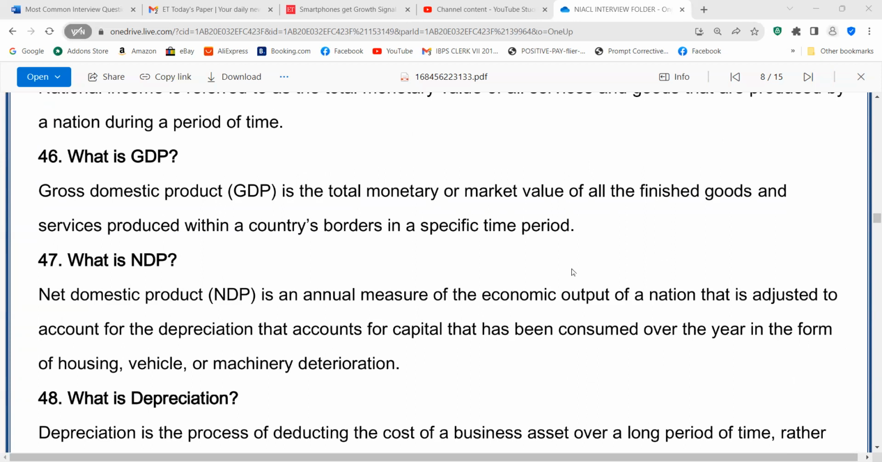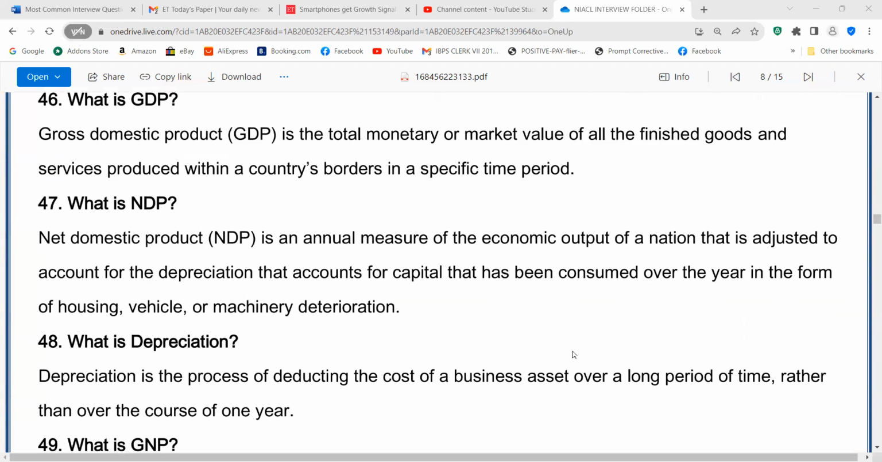You forgot to read gross domestic product. That is why the question is asked. Continue. What is NDP? Net domestic product is an annual measure of the economic output of a nation that is adjusted to account for the depreciation that accounts for capital that has been consumed over the year in the form of housing, vehicle, or machinery deterioration.